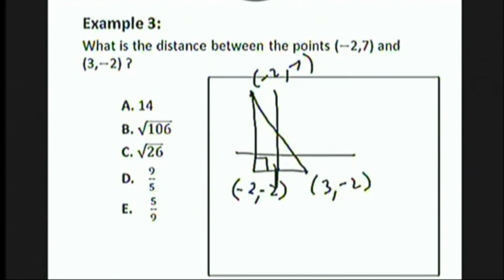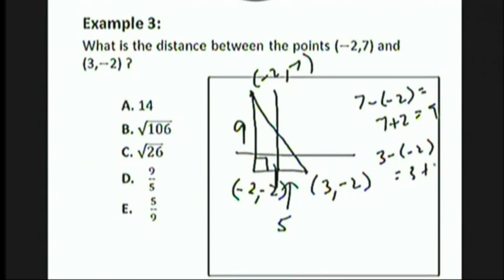Now, this distance here is 9. We could do it by just observing that we could go up 7 and down 2, or more formally, we could subtract 7 minus -2 to get 9. And this horizontal distance here is 5. Again, we could do it the same way. We could either count 3 to the right and 2 to the left, or we could formally take 3 minus -2 to get 5. And now we could get the distance we're looking for by applying the Pythagorean theorem.